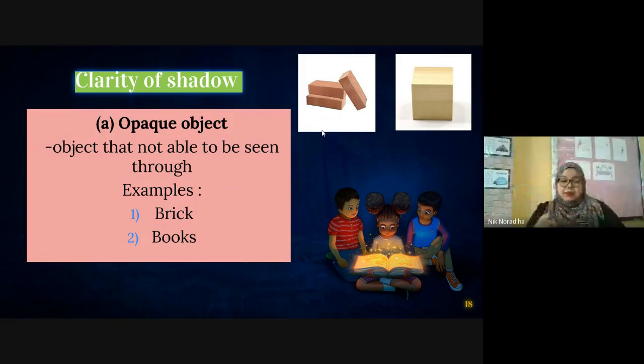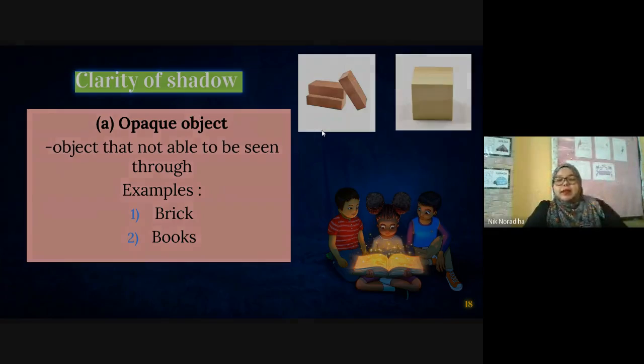Second one is a book. So I have a book in my hand now, all right? If teacher do like this, you guys cannot see my face, right? Means it is not see-through. You cannot see me. So that is what is meant by opaque object. Opaque object, you cannot see through them.